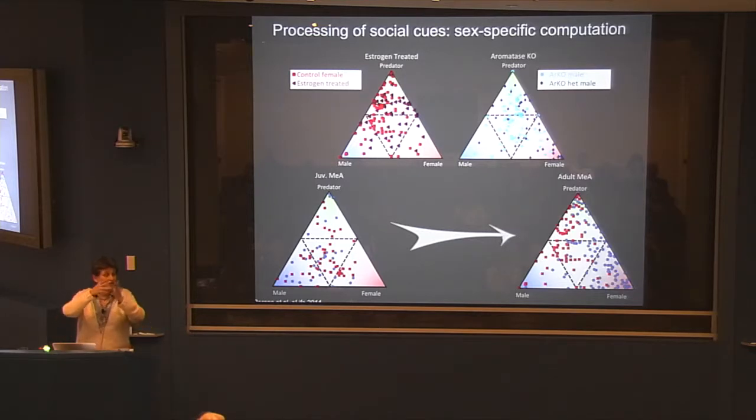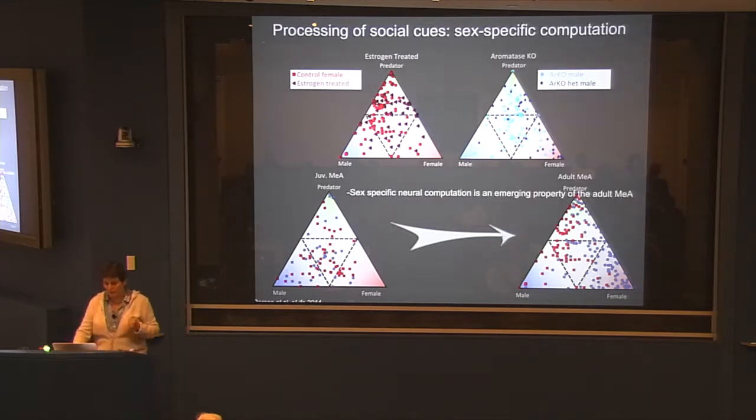Similarly, if we inject estrogen into females, remember I just said that estrogen is the main hormone that masculinizes the brain, and normally young females do not have access to estrogen. But if you inject this in young females, you can see that estrogen-treated animals have dots that are switched toward a more male-like type of computation. So it seems that sex steroids are essential to the emergence of this computation.